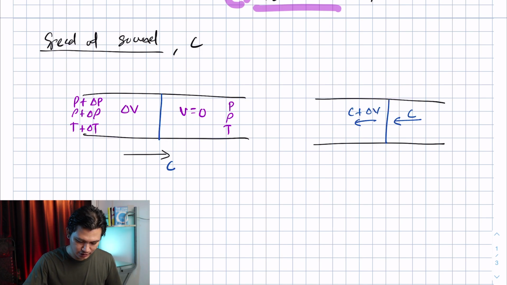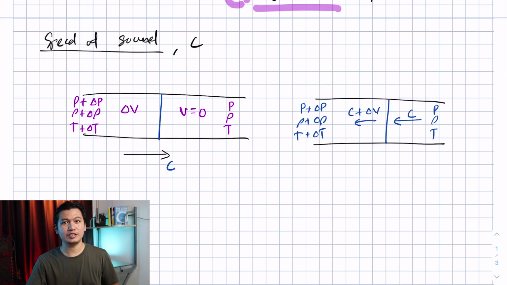And the rest is the same. So this is still P, rho, and temperature. This is still P plus delta P, rho plus delta rho, and temperature plus delta temperature.